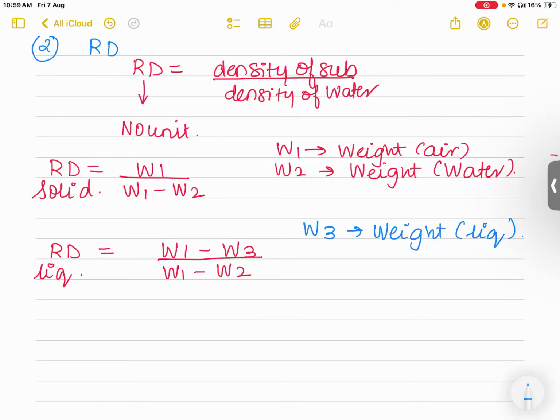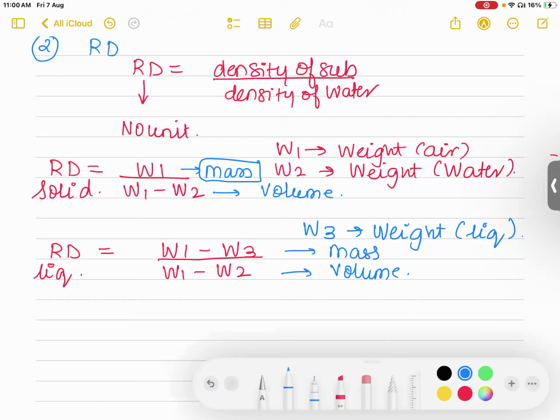Okay. Now, students, if I try to apply a little bit of logic: I know that density is mass upon volume. In the same way, relative density would also be mass with respect to volume. So the value at the topmost part, the numerator, will represent the mass of the substance, and the value at the bottommost part, the denominator, will represent the volume of the substance. Okay, getting it, students?